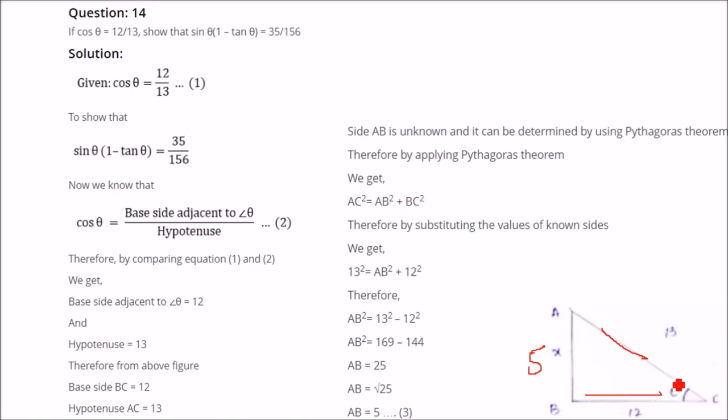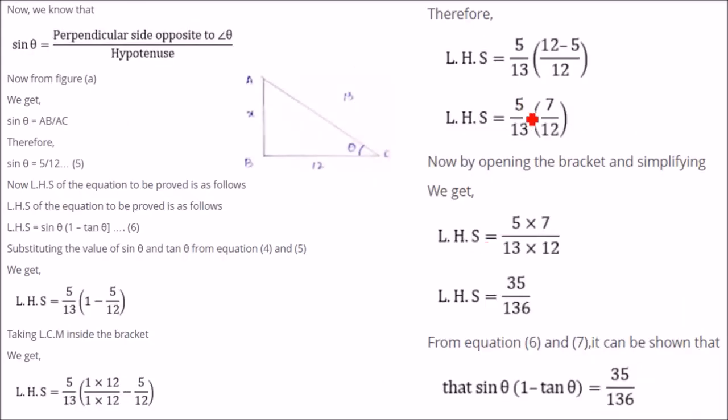Sin theta is what? If you see here, sin theta is perpendicular upon hypotenuse. Perpendicular is 5. Hypotenuse is 13. Then 1 minus tan theta. Tan theta is perpendicular by base. Perpendicular is 5. Base is 12. This you have to find out. So 5 by 13 into 1 minus 5 by 12. If you solve it, it will come as 35 by 156.